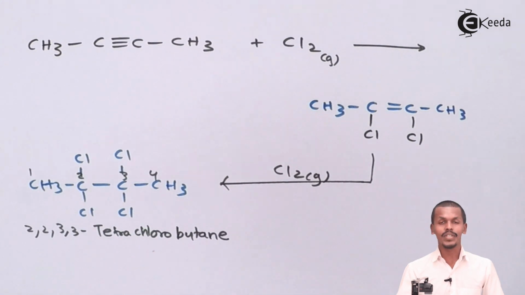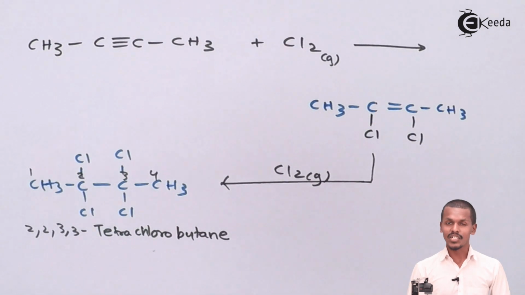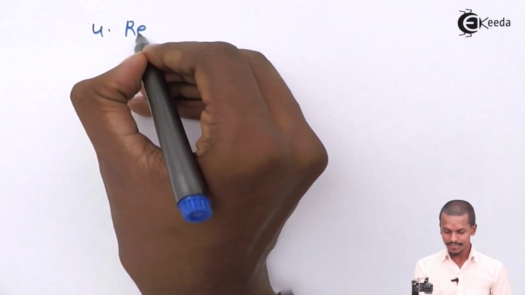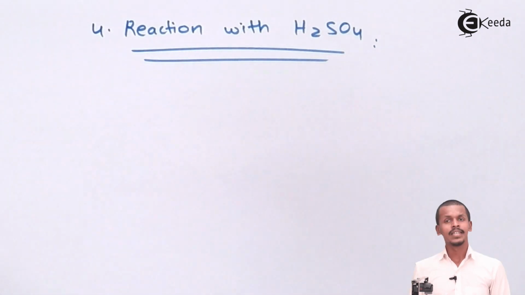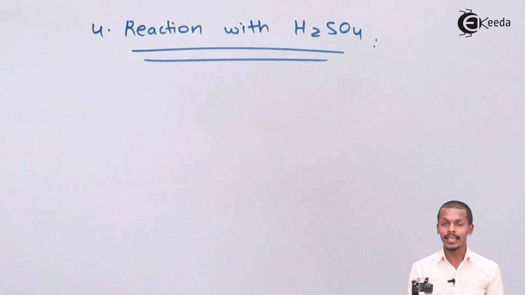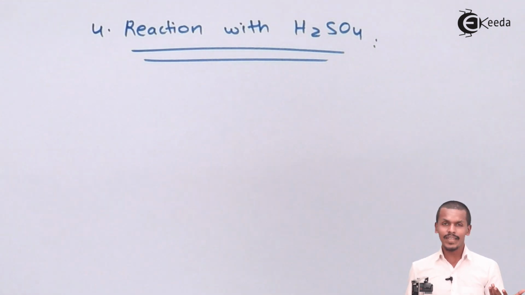Now let us move on to another type of process, and that is the reaction with sulfuric acid. Here we are going to discuss the reaction of an ethyne, or we could say an alkyne, with sulfuric acid. So let us see what the reaction would be. Suppose for that we take an example. In this case we could take ethyne itself.